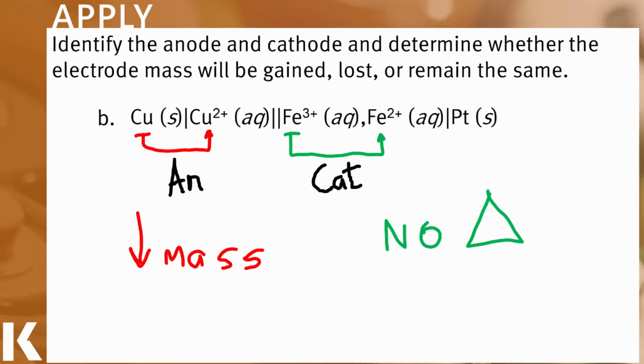Those are the things to keep an eye out for as you try to predict and understand what happens at electrodes. Just look for whether you have an inert or a reactive electrode, and then see if you are forming any solid in the case of an inert electrode.